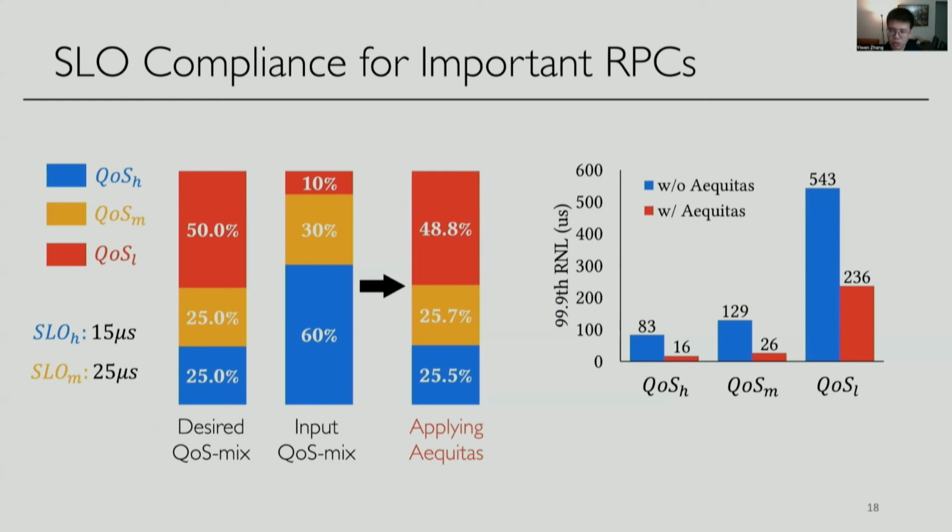We observe that Aequitas can improve the tail latency across all 3 QoS levels by up to 5x in this experiment. Also note that by closely converging back to the desired QoS-Mix, Aequitas is able to maximize the amount of traffic emitted on both QoS high and QoS medium within their SLO requirements.